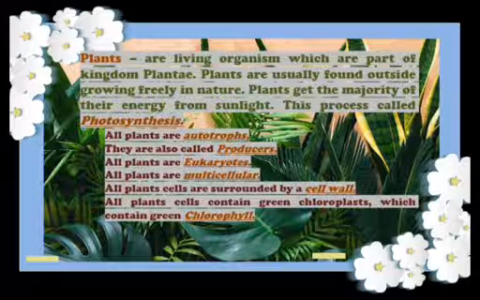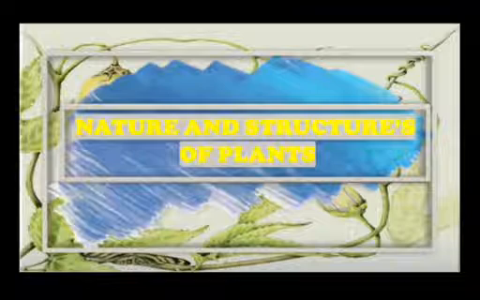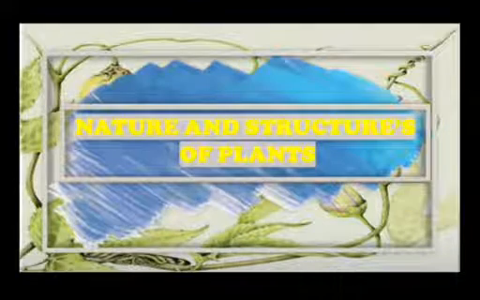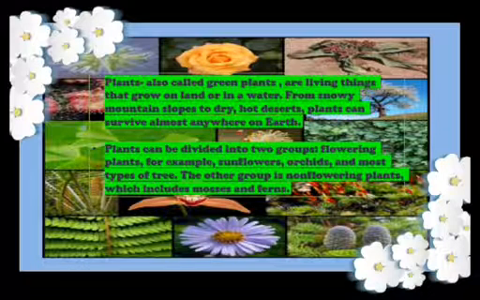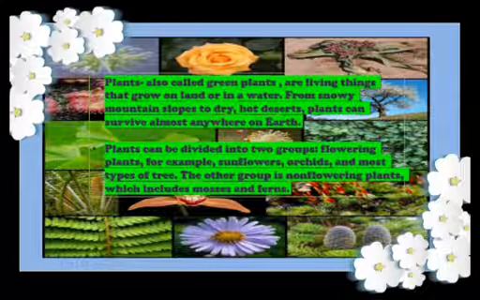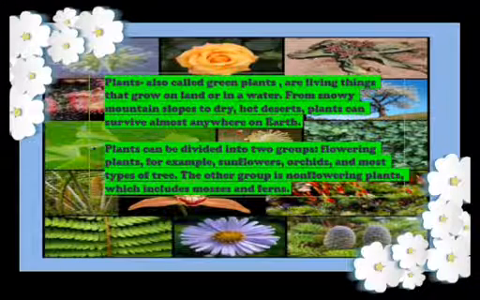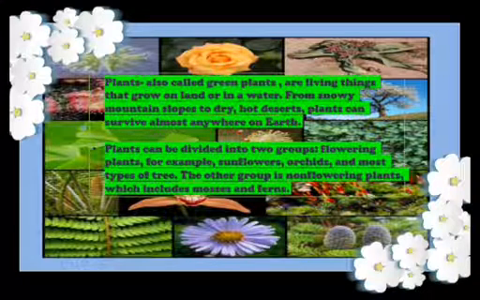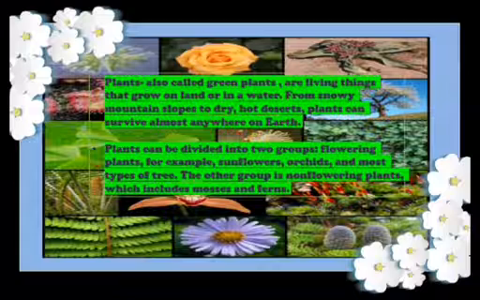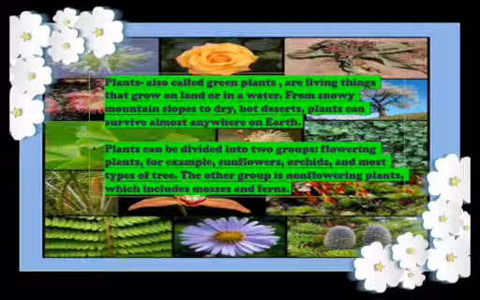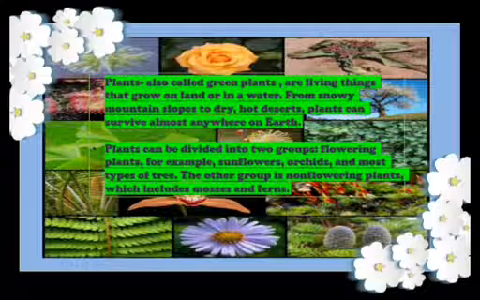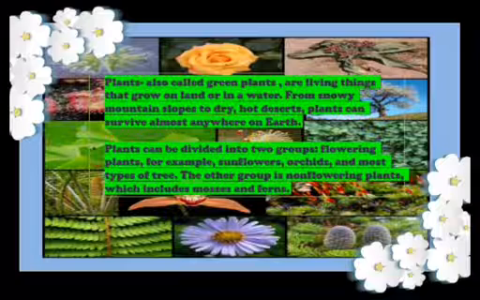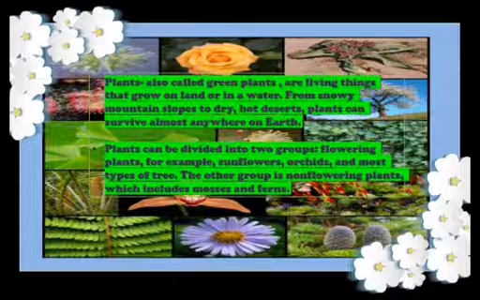Then next, the nature and structures of plants. So plants, also called green plants, are living things that grow on land or in water. From snowy mountain slopes to dry, hot deserts, plants can survive almost anywhere on Earth. So plants, yung halaman, are also called green plants. Kaya tinawag na green plants yung halaman because most of the plants ay kulay green, right? Then living things din sila dahil may buhay din sila.